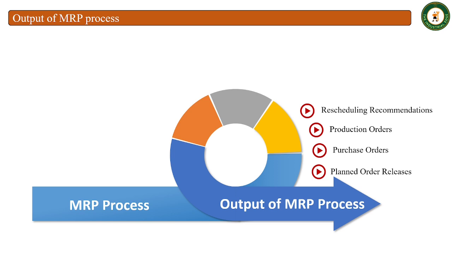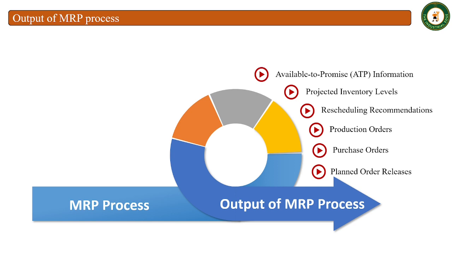Fourth output, rescheduling recommendations. MRP provides recommendations for rescheduling existing orders based on updated demand, supply, and resource availability. This helps in managing changes and disruptions efficiently while managing the production schedule. The fifth output, projected inventory levels. MRP calculates projected inventory levels for each item, considering planned receipts, production, and demand. This information helps in identifying potential stockouts or excess inventory situations.